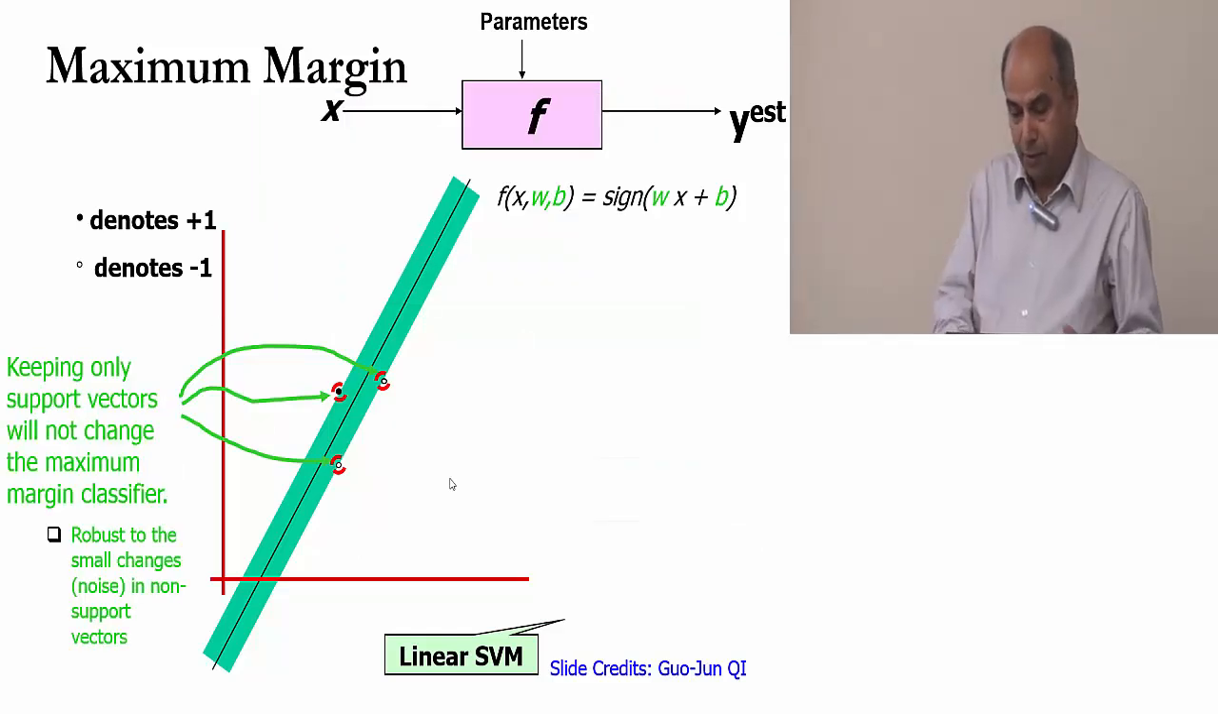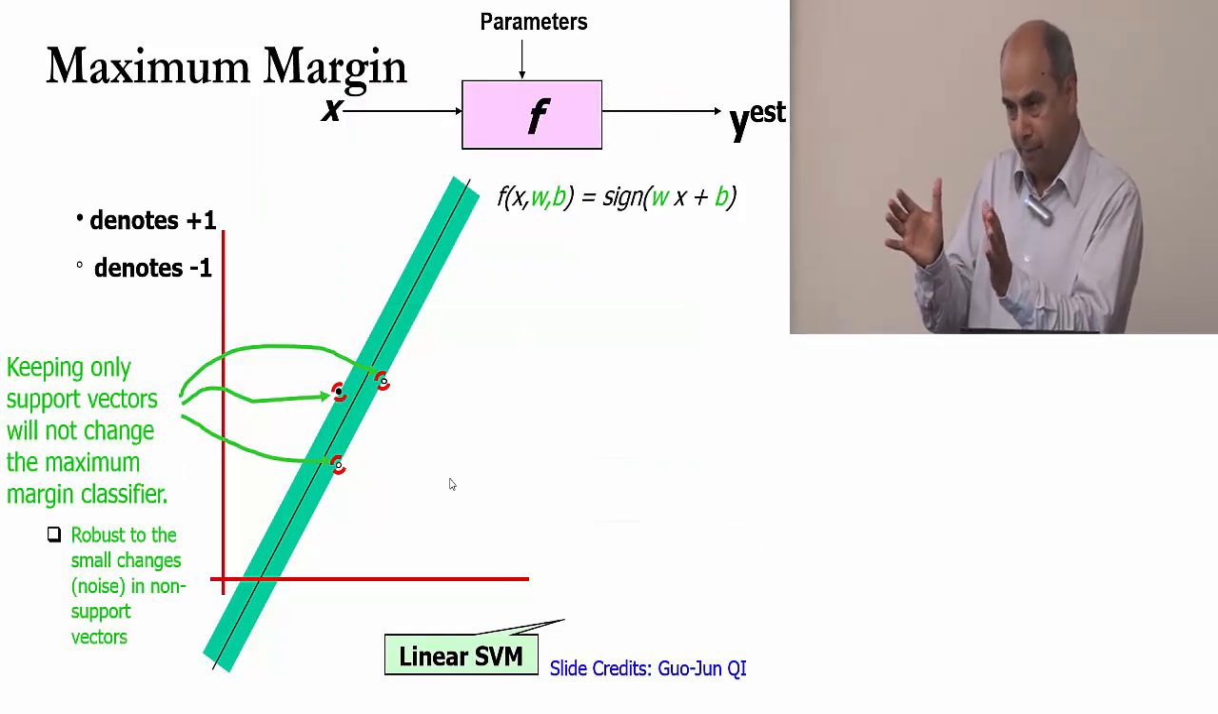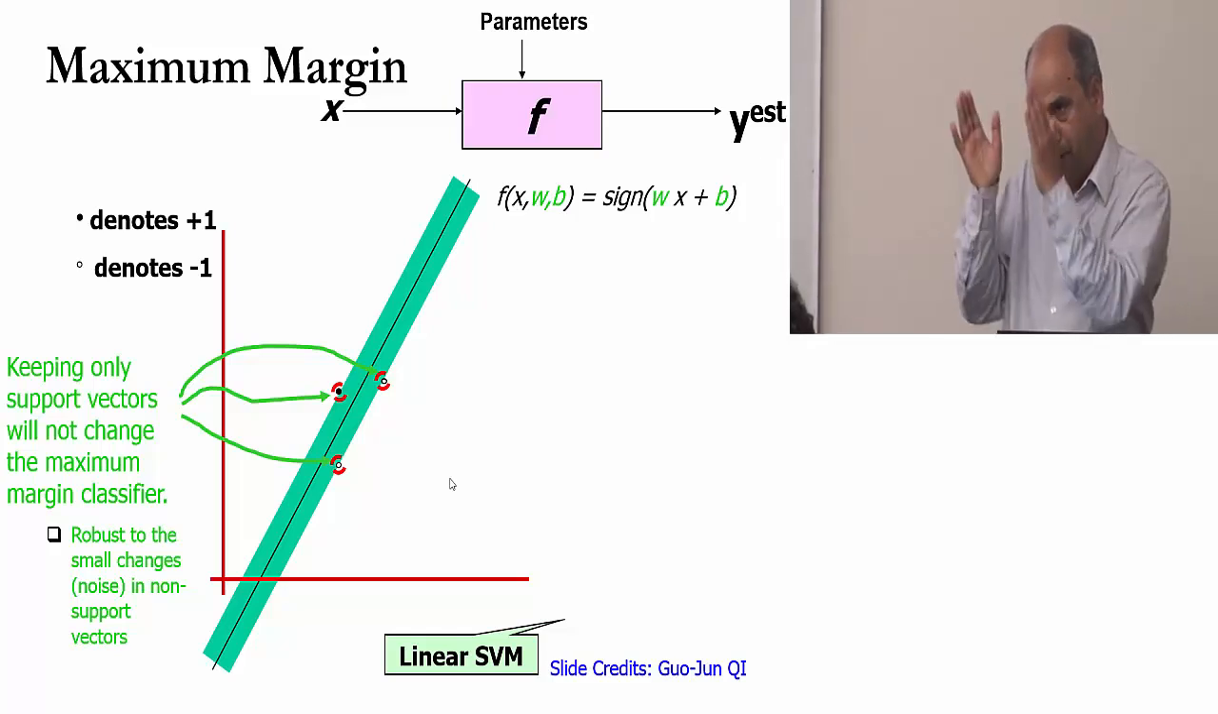Because see that once we know the W, the whole idea is we have to compute W, which is the margin.